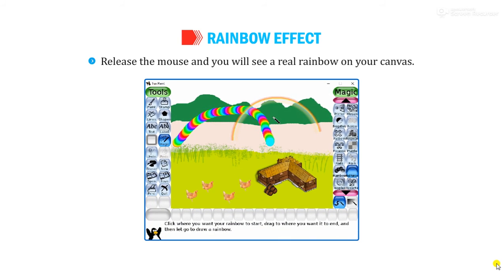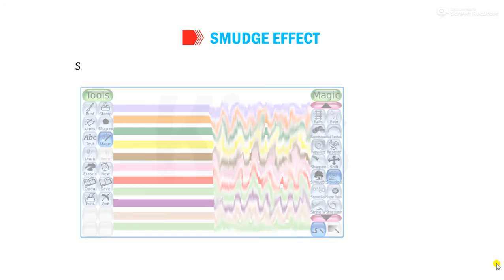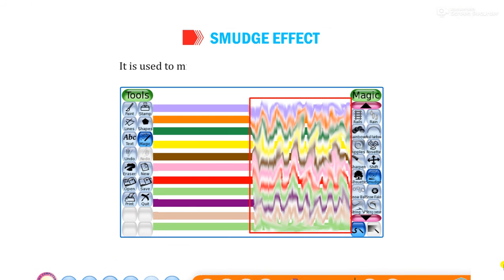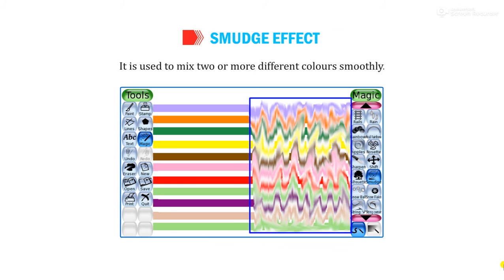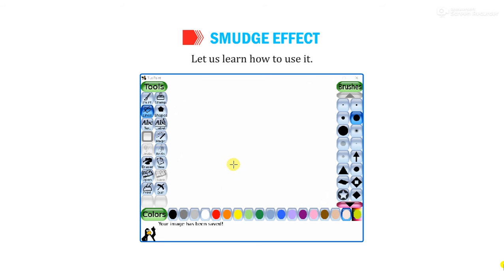Students, now let us talk about smudge effect. Smudge tool is used to give effects as if the color is mixed using wet paint. It is used to mix two or more different colors smoothly. It can be used to draw water bodies. Let us learn how to use it.